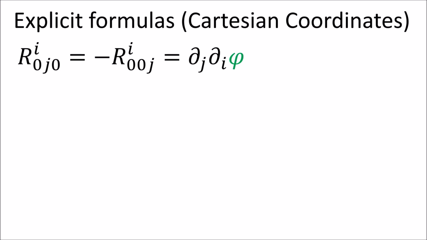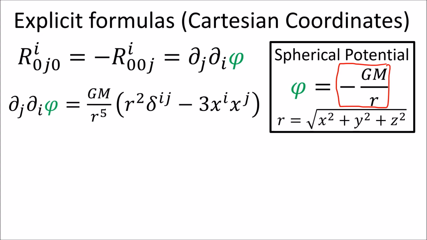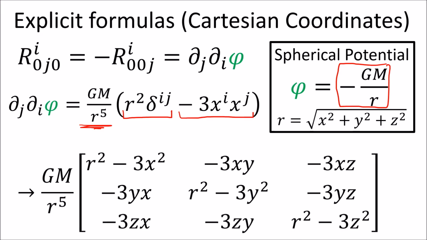Now, the standard spherical potential for a planet or star is negative GM over r. If you calculate all the second derivatives of this potential in Cartesian coordinates, we get this expression, which is basically r squared times an identity matrix minus 3 times a matrix of coordinate products with a factor of GM over r to the 5 in front. In 3x3 matrix form, it looks like this.